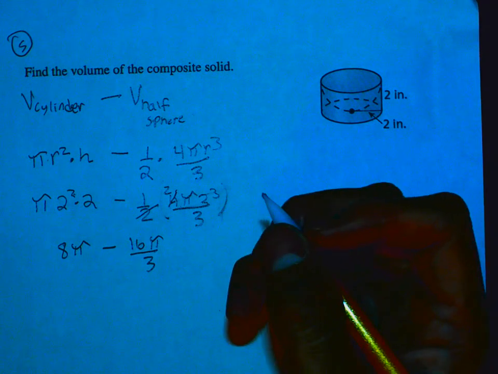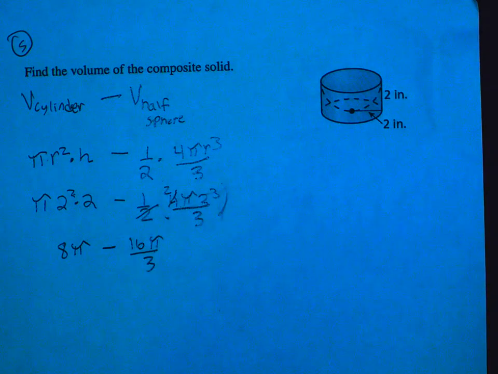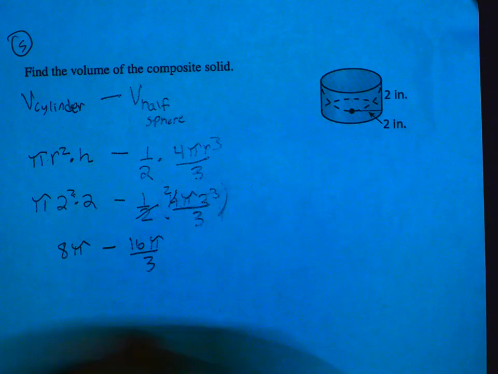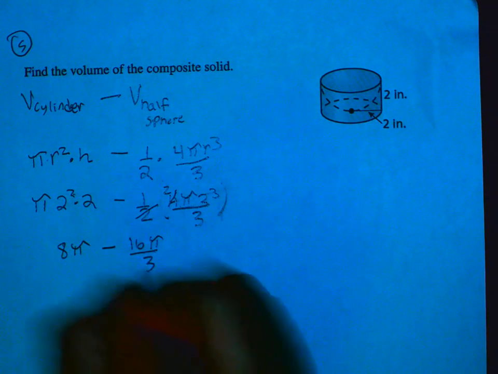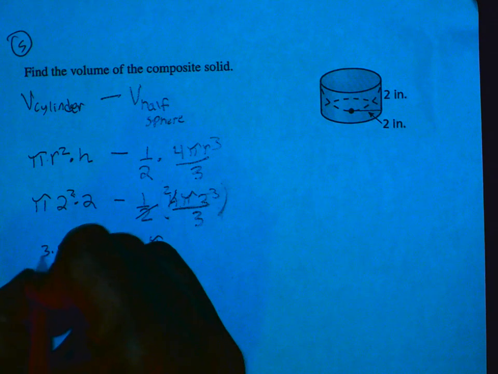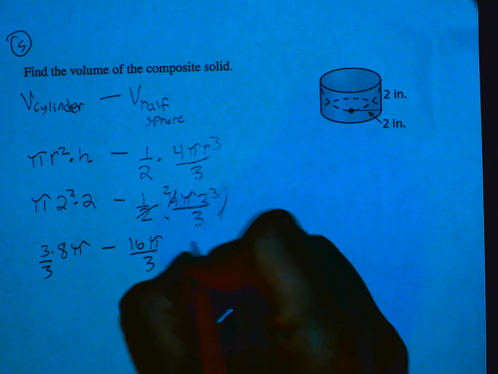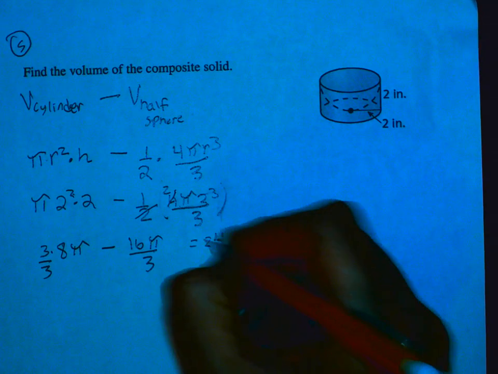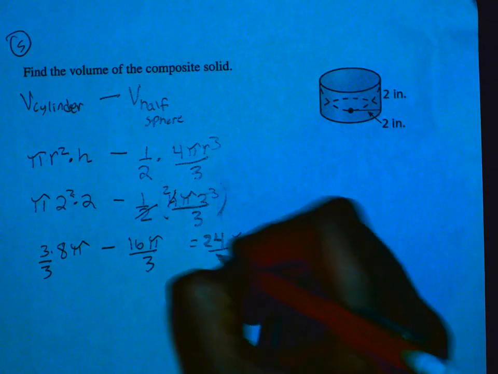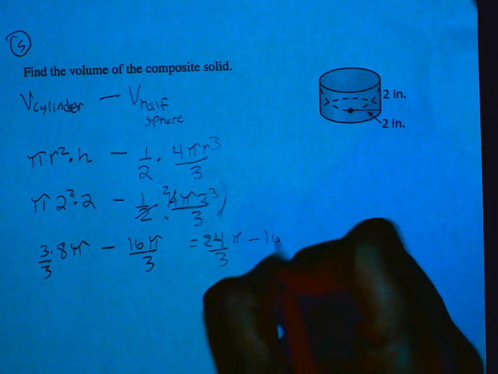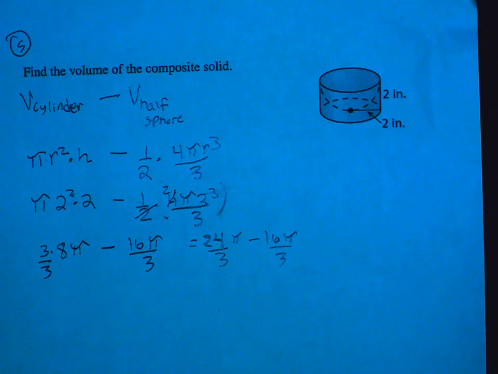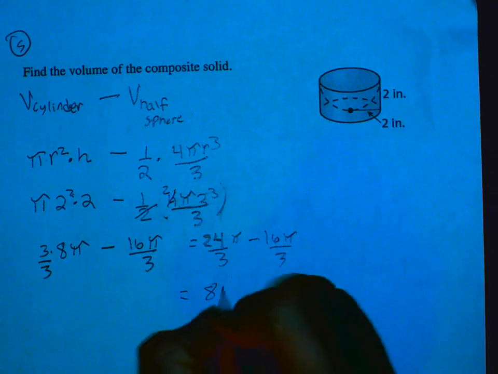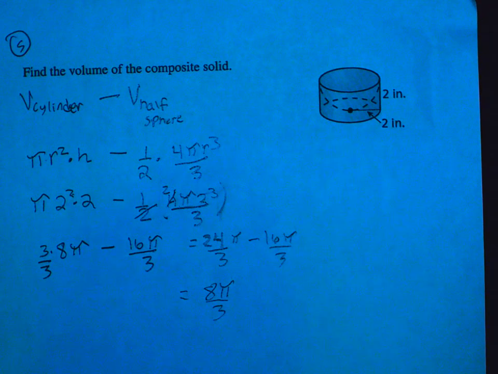Now, if I want the exact answer, I can actually simplify it. If I want the decimal approximation, all I have to do is just plug it in. So I'm going to want the exact answer. So my common denominator is 3, so I'm going to multiply this by 3 over 3. That's going to give me 24 pi over 3 minus 16 pi over 3. So 24 minus 16 is going to give me 8 pi over 3. So that's my exact answer.